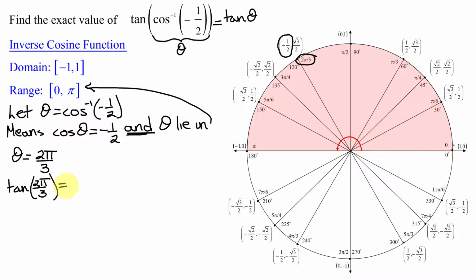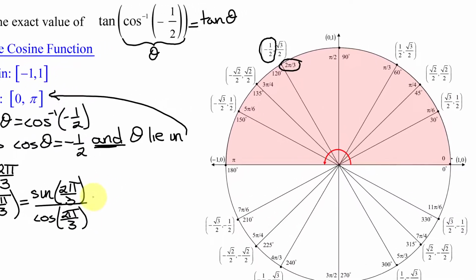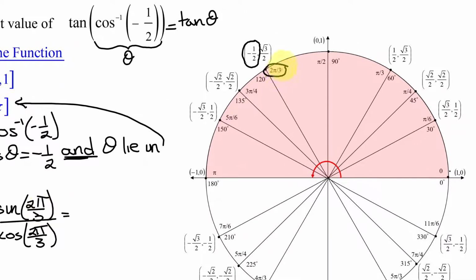And remember, the tangent of theta is equal to the sine of theta divided by the cosine of theta. So it's going to be the sine of 2 pi over 3 divided by the cosine of 2 pi over 3. The sine of 2 pi over 3 is the y-coordinate at that point, which is the square root of 3 over 2, divided by the cosine of 2 pi over 3, which is the x-coordinate of -1/2.